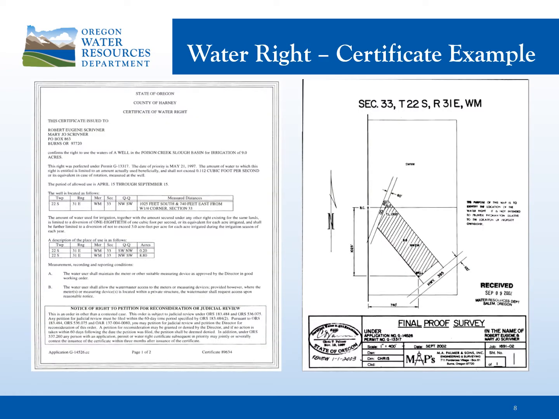Here is an example of a water rights certificate and the map associated with it. As you can see, many of the elements that were discussed on the previous slide are present on this document.